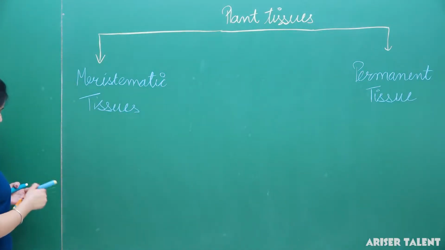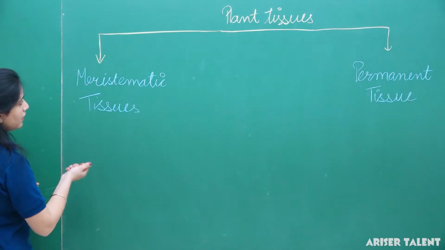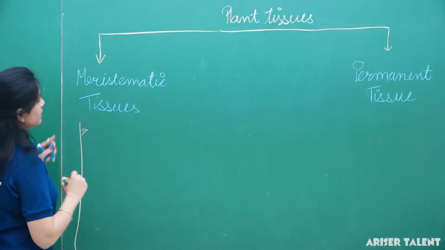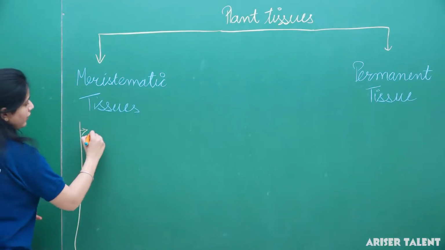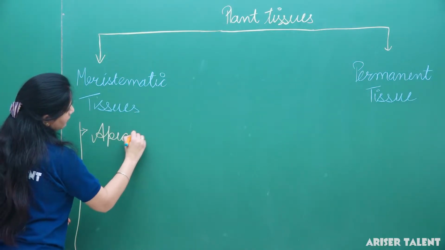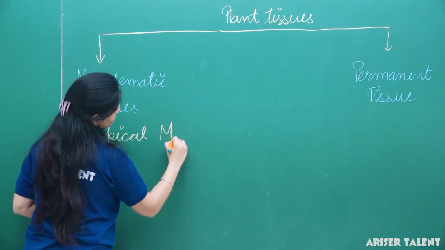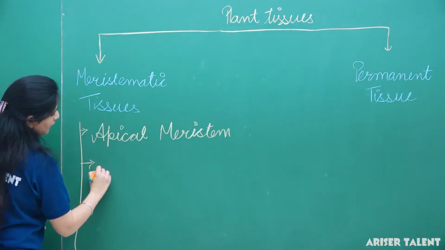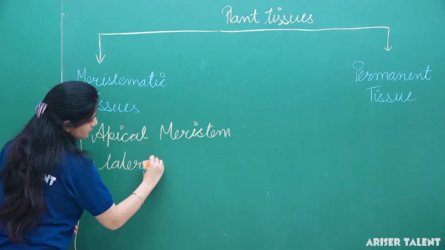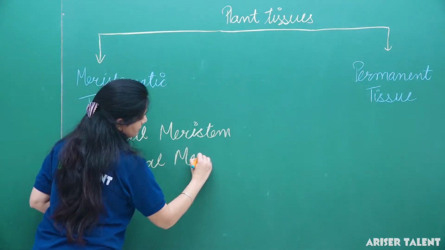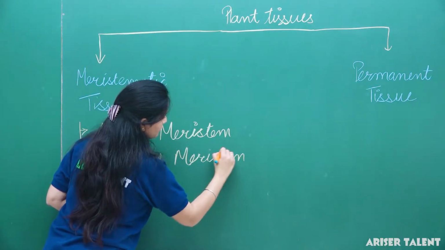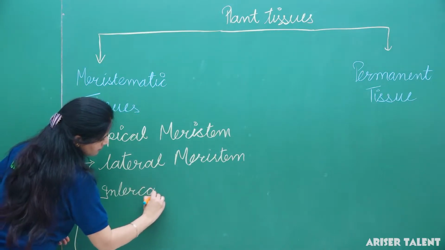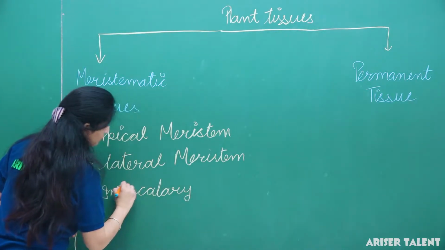Now, meristematic tissues are of different types. They are the meristematic tissues which are giving the growth. They are of three types: apical meristem, lateral meristem and intercalary meristem.